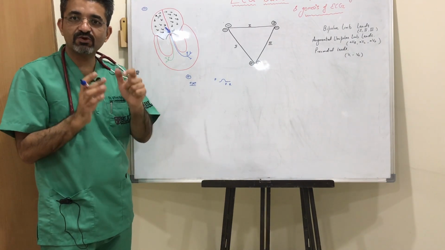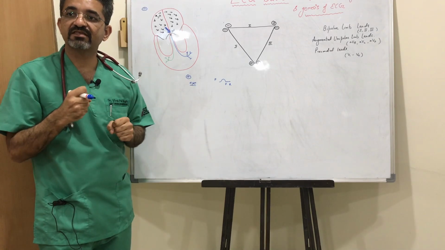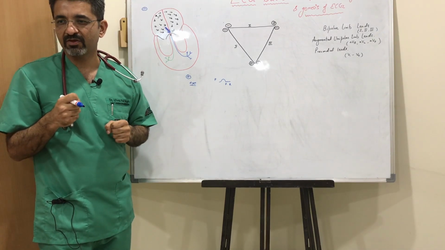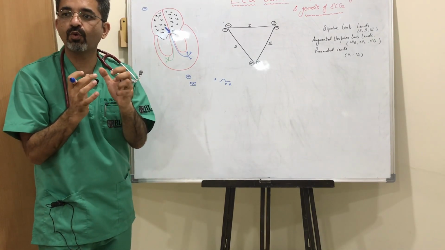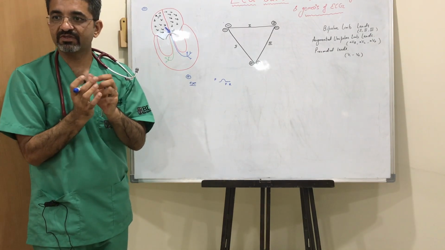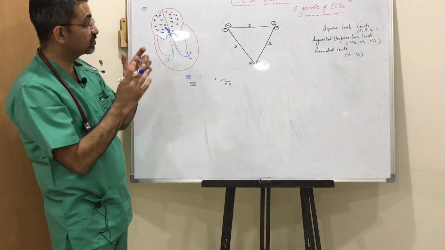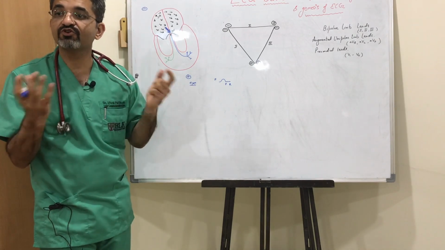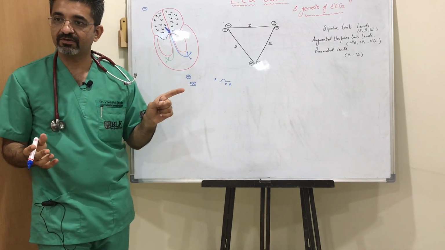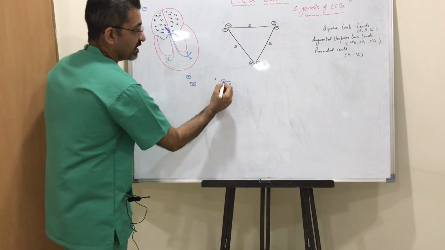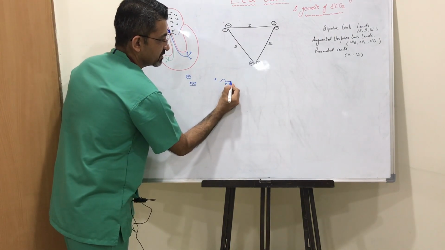The moment the AV node depolarizes, it acts as a guard. For say 0.1 second, it will hold the charge. So there is no net movement of charge. If there is no net movement of charge, what will you get? An isoelectric line. So there is no net movement, and you get an isoelectric line known as the PR segment.